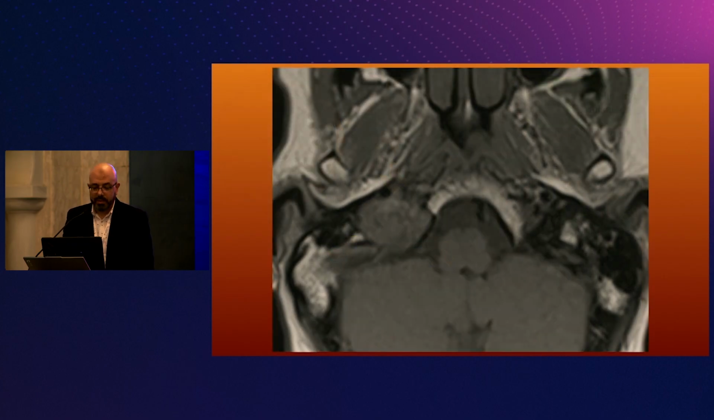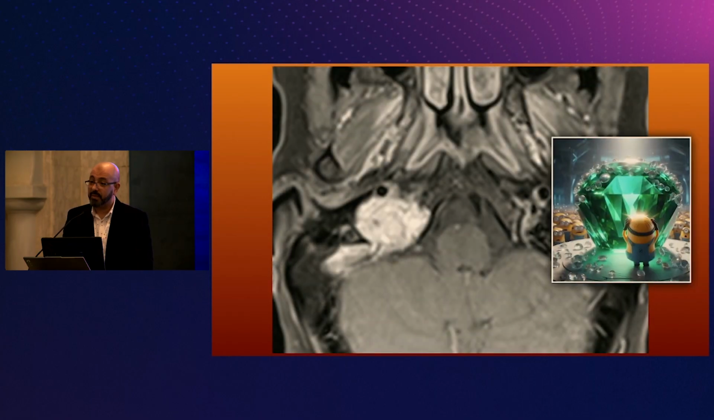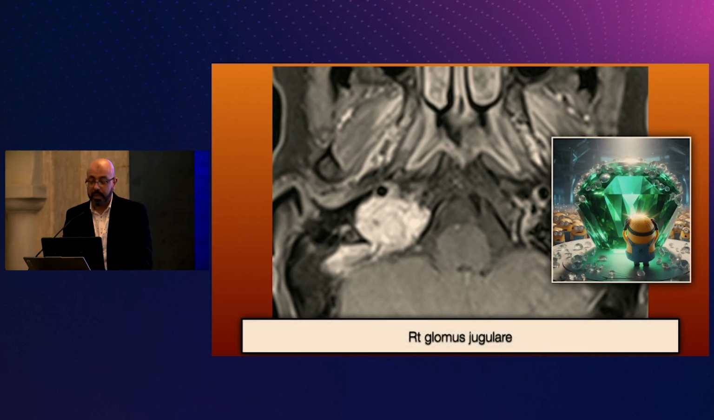On T1WI, it's typically low signal intensity, and still you can see the vascular channels inside the tumor. And if you give GAD, it's very, very bright. So these are all the typical findings of the glomus. If you can remember, we mentioned that if you find one of these paragangliomas, you need to do what? Look for more. Look for more.